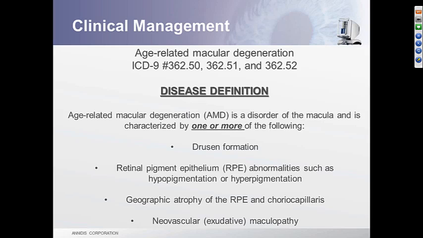So AMD is a disorder of the macula, and it's characterized by one or more of the following. I think there's a bit of a misnomer, particularly in the optometric community and the primary care community, that if you don't have drusen, you don't have macular degeneration. Well, that's a misnomer. So the definition says drusen formation or retinal pigment epithelium abnormalities such as hypopigmentation, hyperpigmentation, atrophy of the RPE or the choriocapillaris, and certainly neovascular or exudative maculopathy. Okay, so that is the American Academy of Ophthalmology definition.